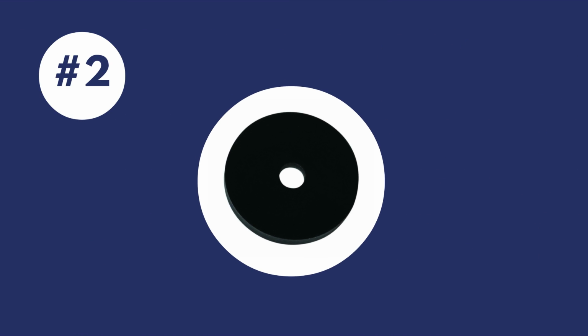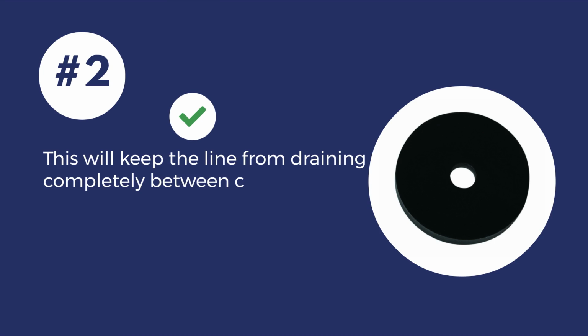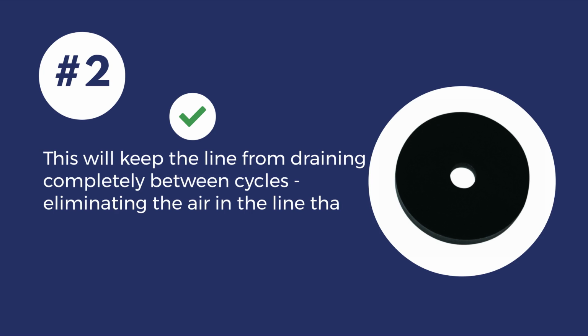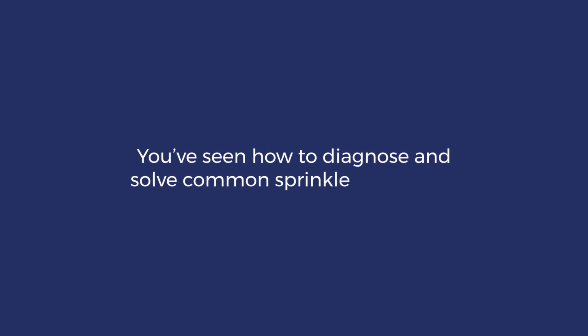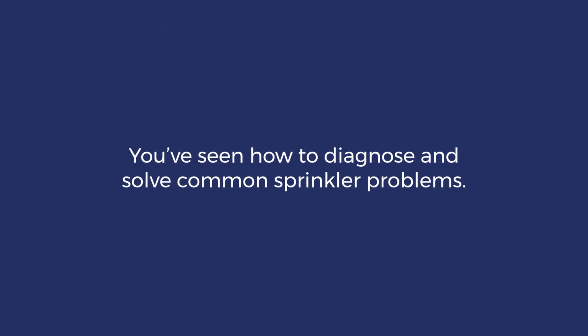The second thing to mitigate the issue is to install check valves in the sprinklers on the zone. This will keep the line from draining completely between cycles, eliminating the air in the line that causes the air hammer and pressure buildup. You've seen how to diagnose and solve common sprinkler problems.